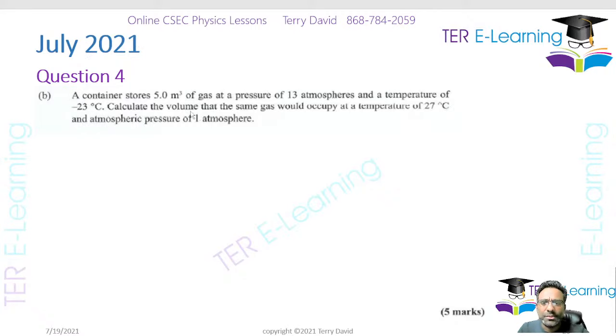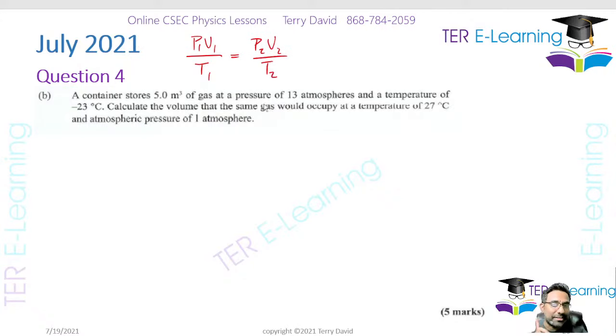A container stores 5 meter cube of gas at a pressure of 13 atmospheres and a temperature of minus 23. Calculate the volume that the same gas would occupy at a temperature of 27. All right, so if we look at this question here, they've given us pressure, volume, and temperature. So therefore, my general gas law looks like this: P1 V1 over T1 is equal to P2 V2 over T2, right?